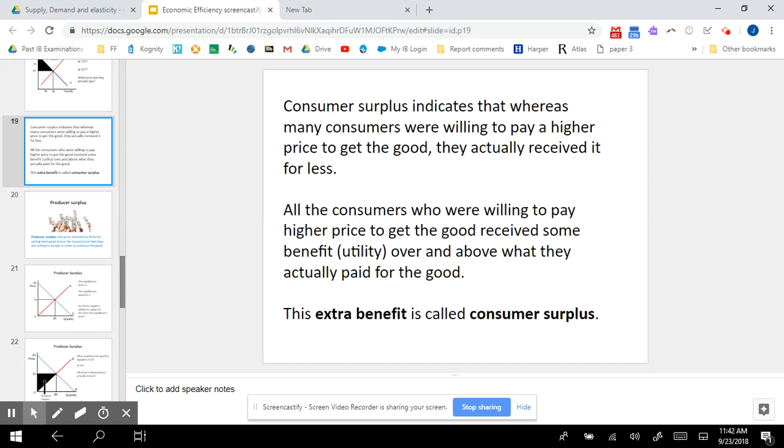The consumer surplus indicates that whereas many consumers were willing to pay a higher price to get the good, they actually received it for less. All the consumers who were willing to pay the higher price to get the good received some benefit or utility, another word is satisfaction, over and above what they actually paid for the good. And this extra benefit is called the consumer surplus.